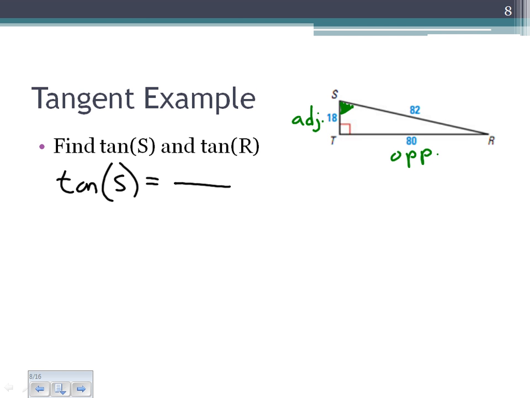What's 82? Hypotenuse. So what do I want for tangent again? It's what over what? Opposite over adjacent. So if I plug in numbers, what would it be here? 80 over 18. Okay? 80 over 18.